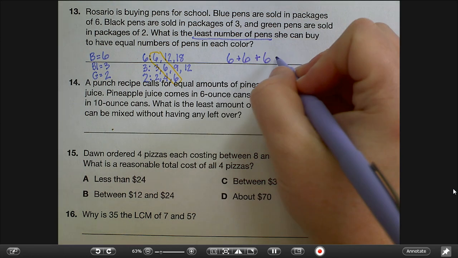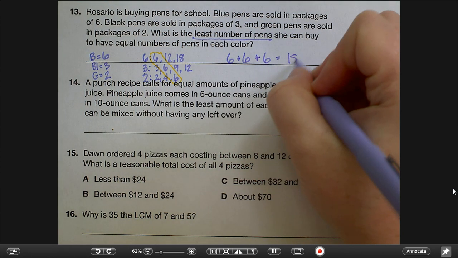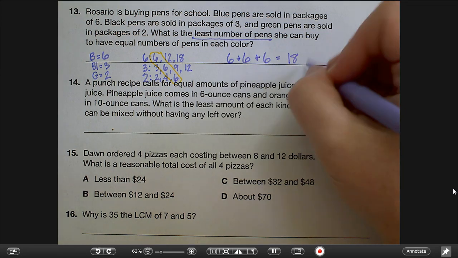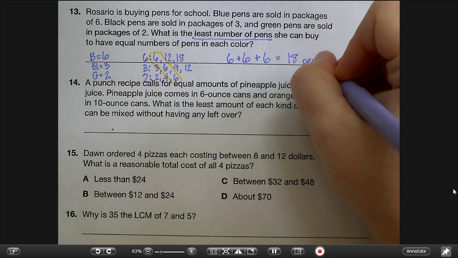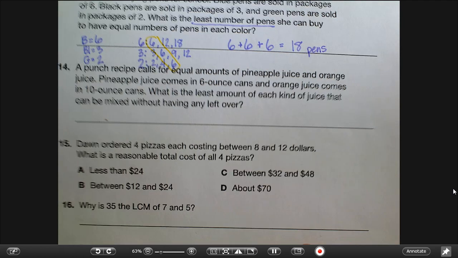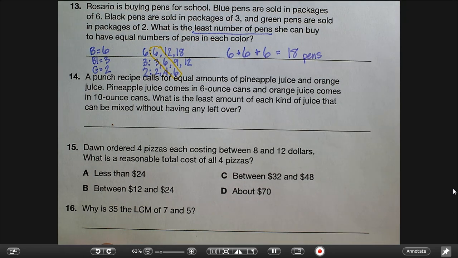Okay, so how much is that? 18. So that would be the answer. The least number of pens she could buy would be 18 pens. And then she would have 6 of each color. Okay. Why don't you read number 14 and try to work that one out on your own?